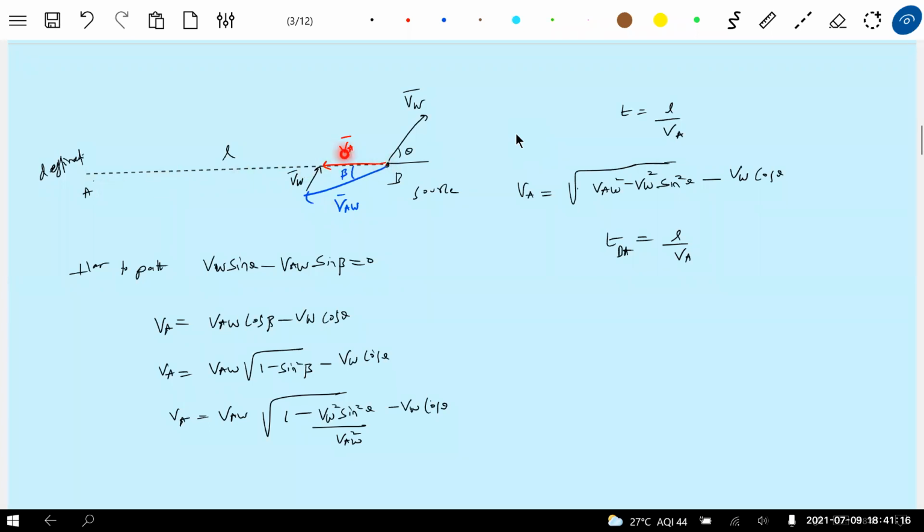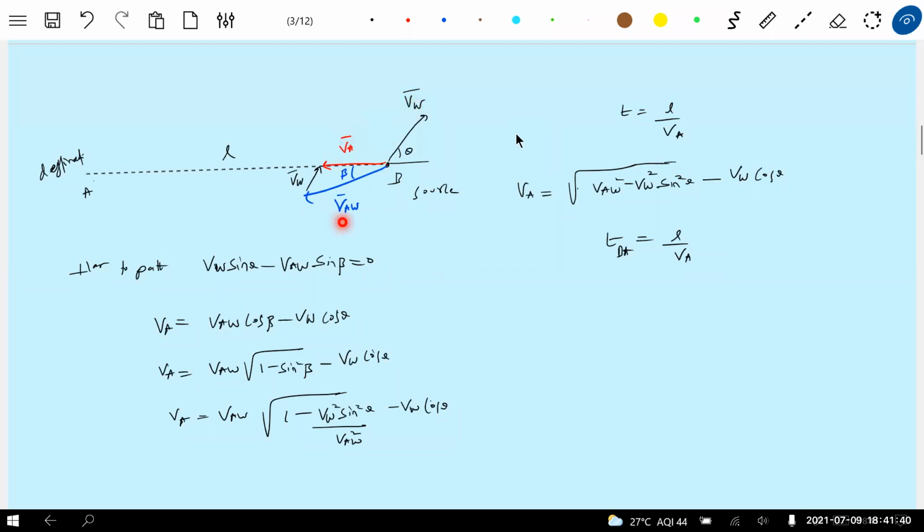So what is VA here? Velocity of aeroplane with respect to ground. VA bar should be along BA. Wind will blow in this direction. If I push the velocity of the aircraft like this, if I make VAW like this, the wind will push it, and somewhere the velocity of the aircraft with respect to ground will be directed here. This will always be a resultant of these two.